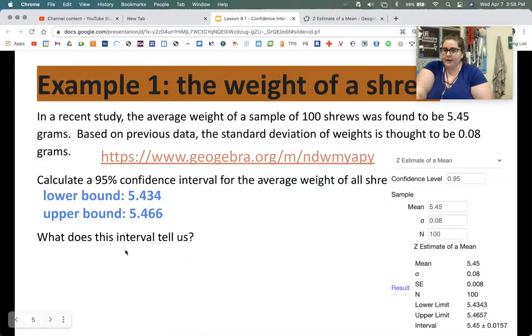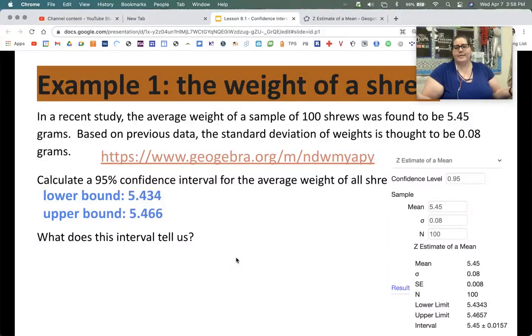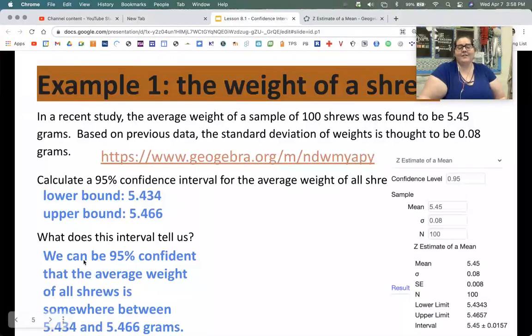So what does that interval tell us? How can we explain it? When we explain an interval, we like to say that we are 95% confident, because that was our confidence level, that the average weight of all shrews, that's what we were trying to estimate, is somewhere between these two numbers. So the average weight of all shrews is somewhere between 5.434 and 5.466 grams, and we're 95% confident that that is true. We're never going to be 100%, so in this case, we're 95%. And that came from how much of the graph we were including in that interval.